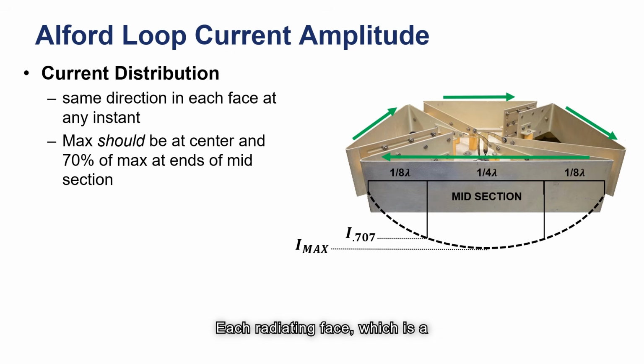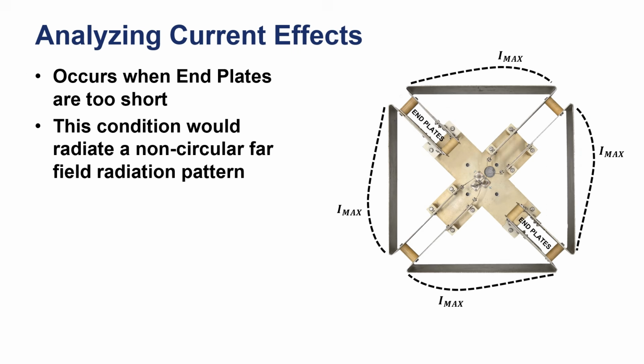Each radiating face, which is a midsection, has a current amplitude maximum at its center to approximately 70% of maximum at the ends of the midsection. If current maximums are correctly centered on all 4 alpha loops, the far field radiation will be equal in all directions, creating a circular pattern. The antenna currents can be adjusted by the use of end plates.